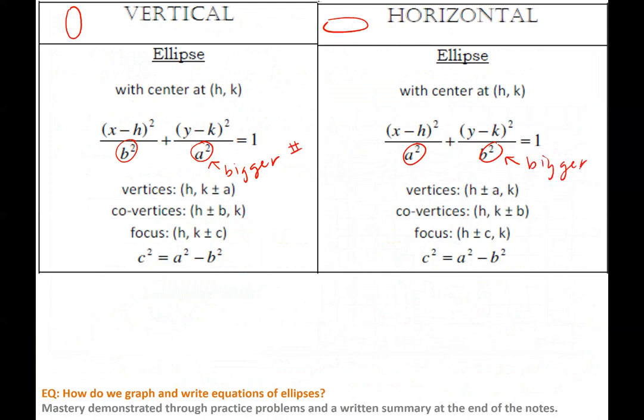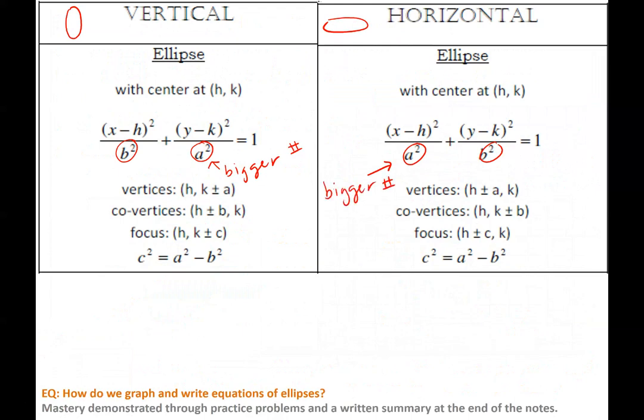So when we're looking at ellipses, we're looking for the bigger number. I just circled B, sorry about that. Let's make sure we're on A. We're looking for the bigger number. The bigger number is going to give us the direction of the ellipse. So we'll see that in just a minute.